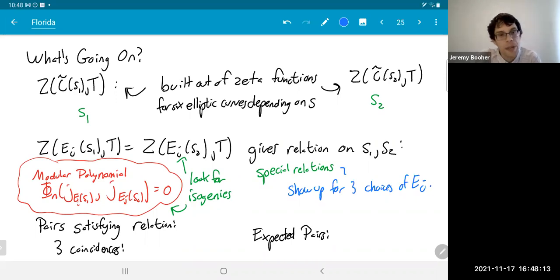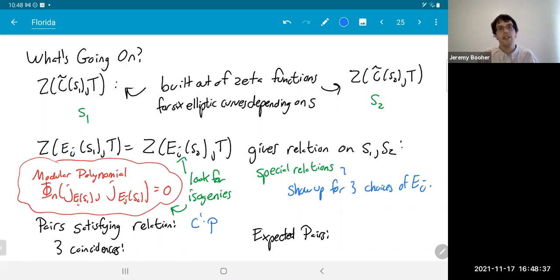Once you realize this is happening, you go back to the drawing board and say, if I have one of these special relations, how many pairs of curves, in other words, choices of the parameters S1 and S2, satisfy that relation? Well, that's a constant times p of them. If you have that relation, you get 3 zeta functions out of these 6 being equal already.